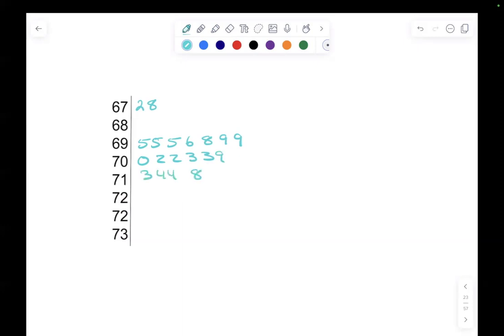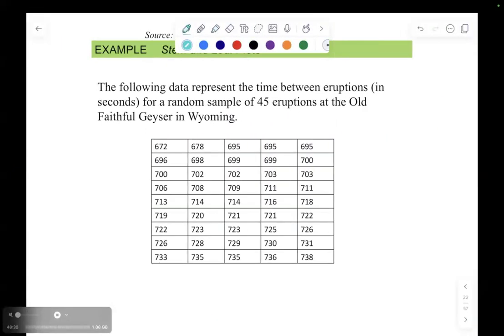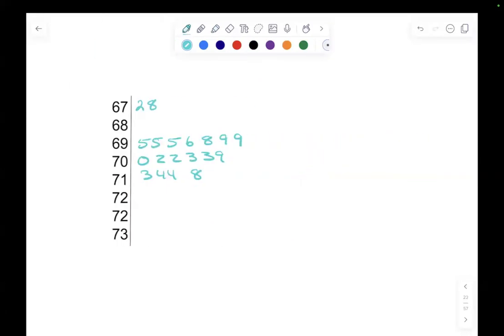Where are the numbers coming from? They're coming from this data right here. So I have a 672 and I have a 678. This is 672. This is 678.